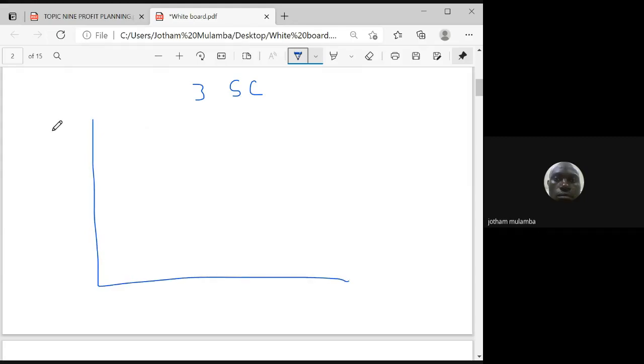So on this side, we'll represent sales, and sales are measured in shillings. Then here we'll have the level of output, and the level of output is measured in units.